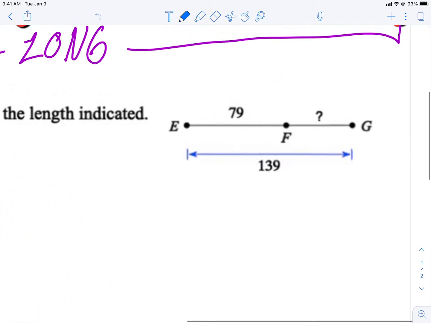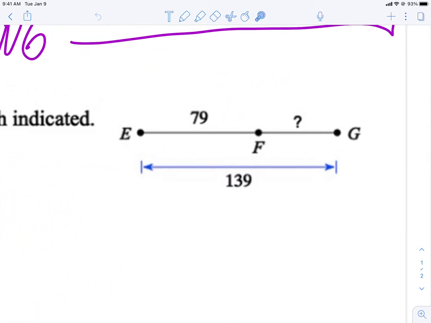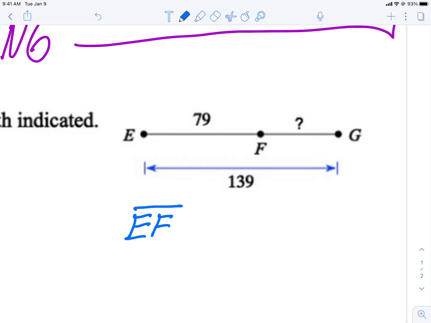Let's try the second example here. We need to find our first short segment. Our first short goes from E to F, so that's segment EF, plus our second short segment, which is F to G, segment FG, is equal to the long segment, which goes from E all the way to G, so segment EG. I could draw a better G than that, right? There you go.